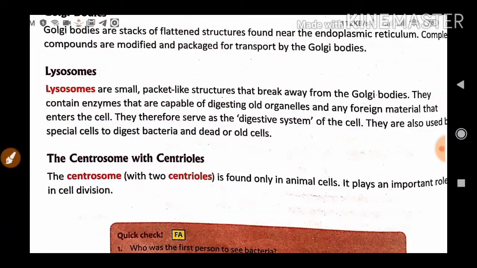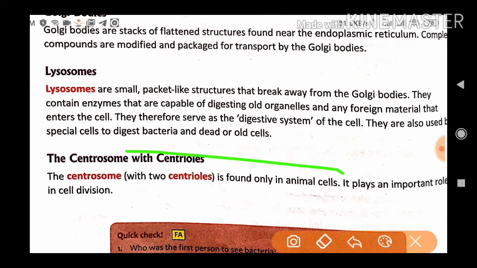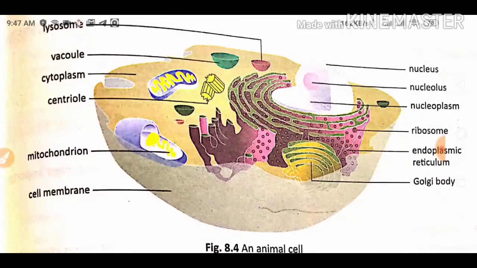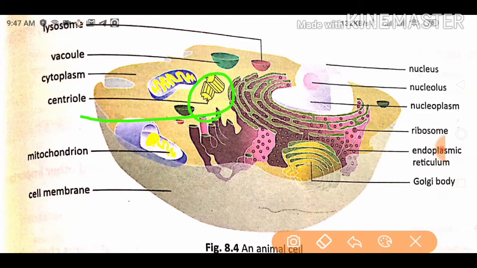Next is the centrosome with two centrioles, found only in animal cells. So you have to remember that centriole is found only in animal cells. It plays an important role in cell division. In detail, you will read about them in higher classes. So these are the centriole structures which are only found in animal cells.